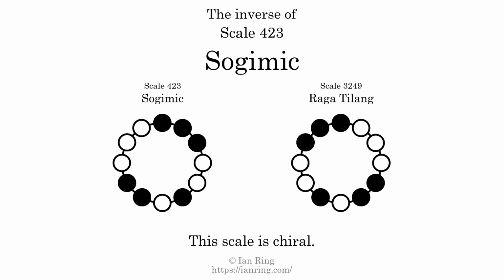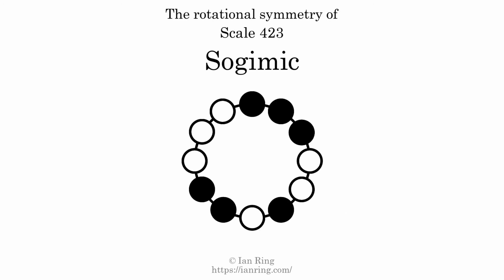The inverse of a scale is a mirror image. It is what you get when the sequence of intervals is reversed. The inverse of this scale is scale 3249, also known as Raga-Tilling. This scale is chiral. It cannot transform into its inverse by rotational transformation. This scale has no rotational symmetry.